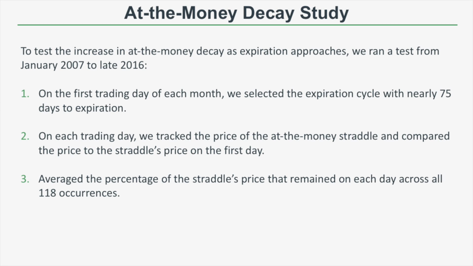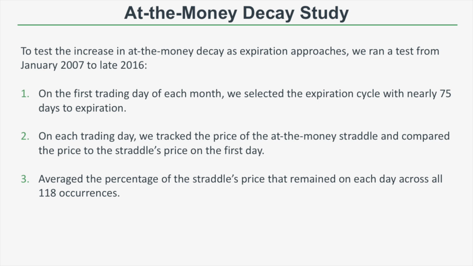So to show you how at-the-money theta decay changes as expiration approaches, we ran a study from January 2007 to late 2016. Here's what we did. On the first trading day of each month, we selected the expiration cycle with nearly 75 days to expiration. Now on each trading day, we tracked the price of the at-the-money straddle and compared the price to the straddle's price on the first day.